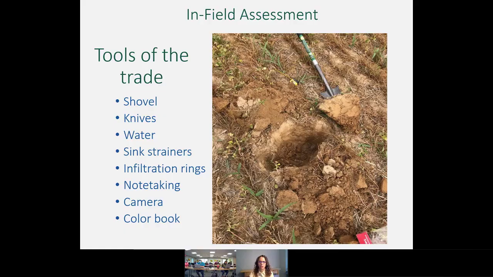And you'll be taking notes, and a camera is very helpful because you can capture some of those visual observations to continue with the assessment and recall some of the details. And then a Munsell color book can help with identifying soil color.